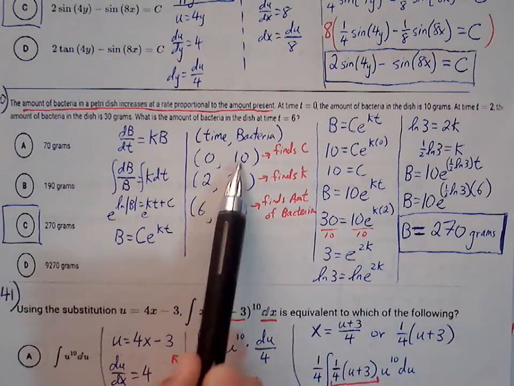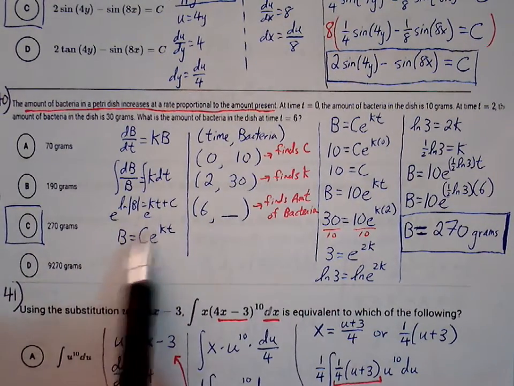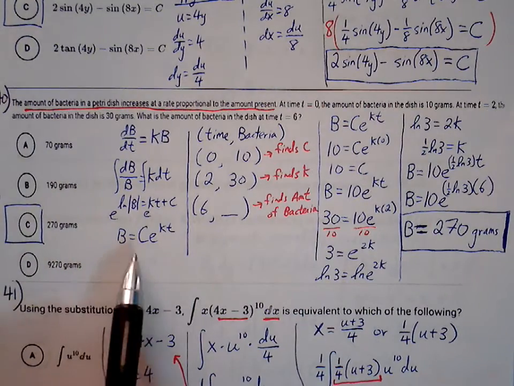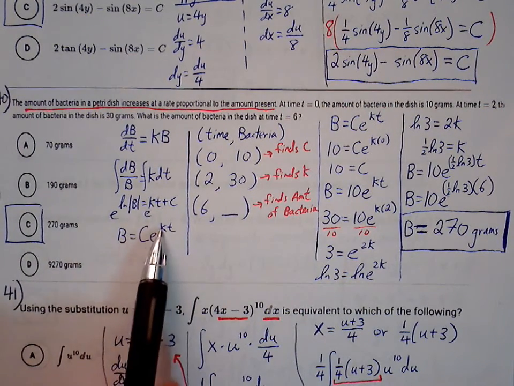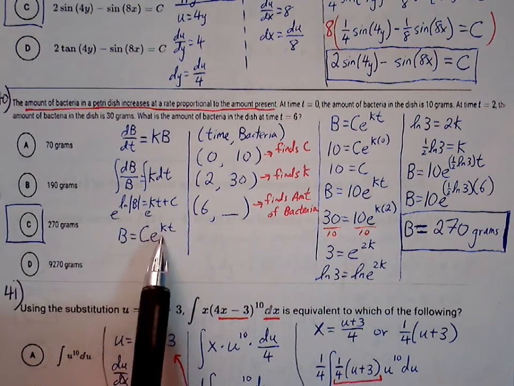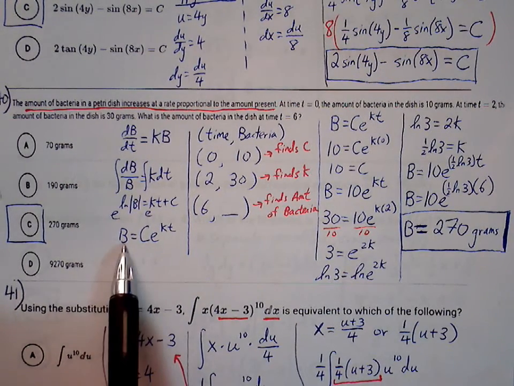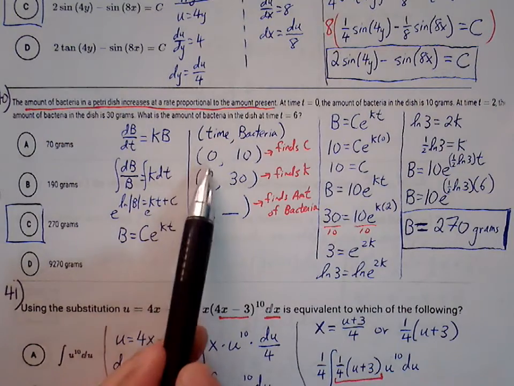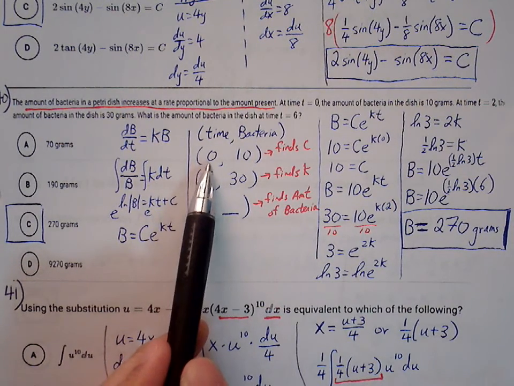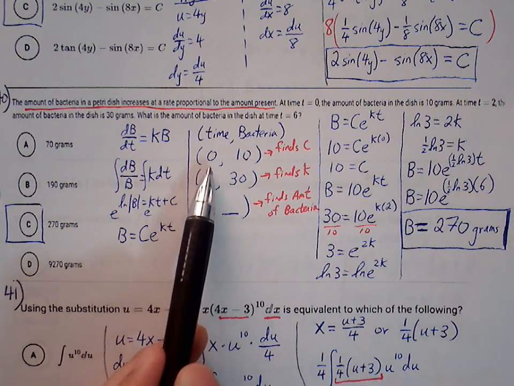The reason why we need all these three ordered pairs is because we have a lot of missing variables that we need to resolve. We need to figure out the c value and then find out the k value, and once we have that, then we can use the 6 to plug in and have everything needed to help us solve for b. So let's go with the c first.